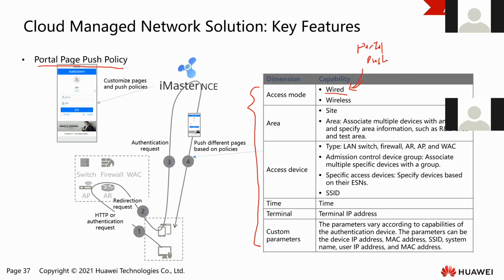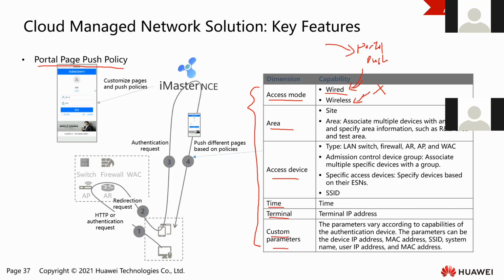So after you configure it on our NCE campus, it will detect whether the device is connected by wire or wirelessly. If it is connected by wire, it will push the portal, and if it is connected wirelessly, it won't push the portal. So this you can configure in our CloudCampus. Besides this, we can also define or specify the scenario in which you want to push the portal, such as the area, the access device, the time, the terminal, and the custom parameter.